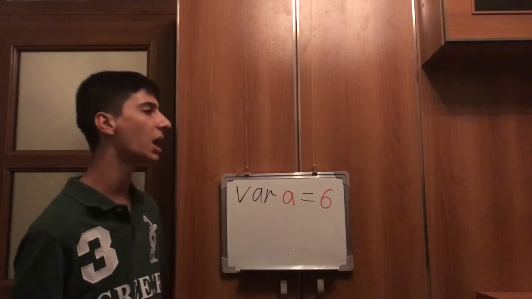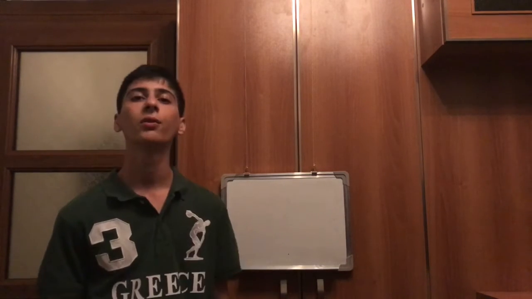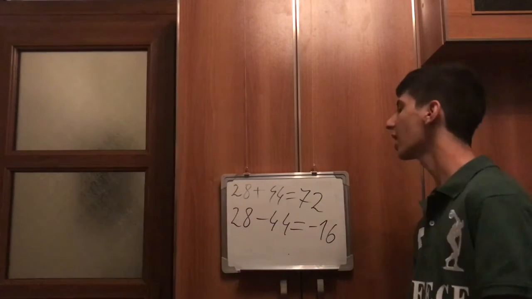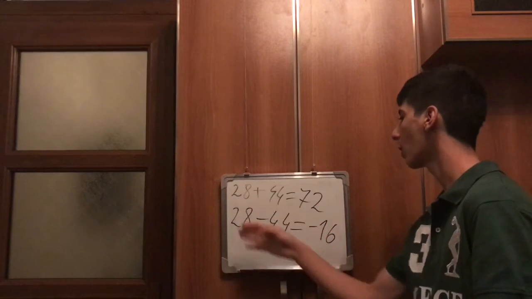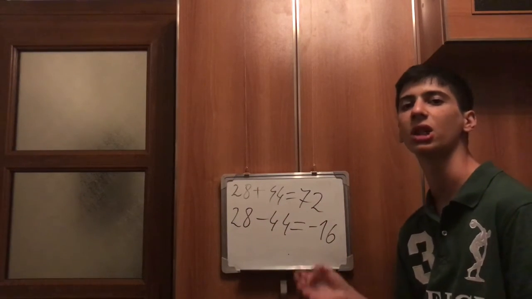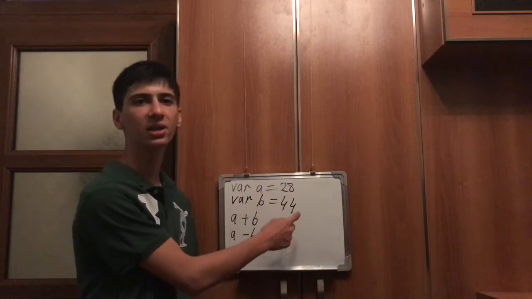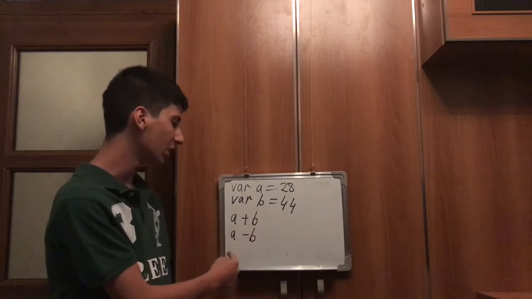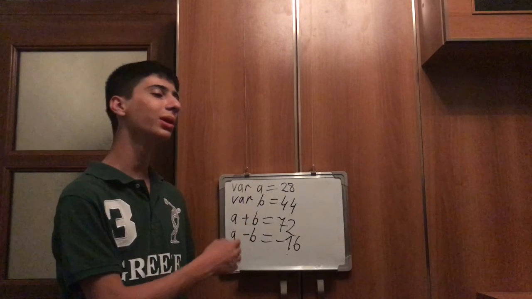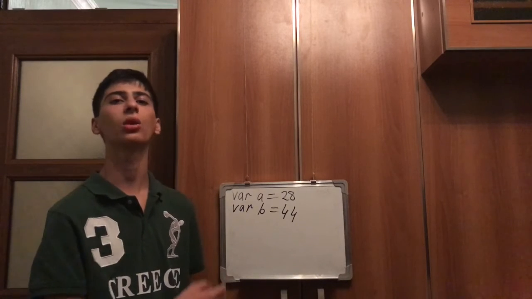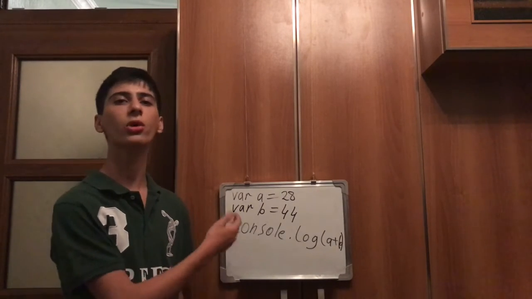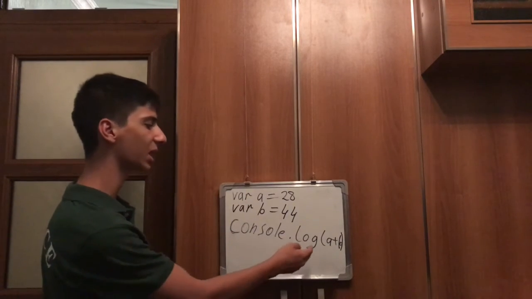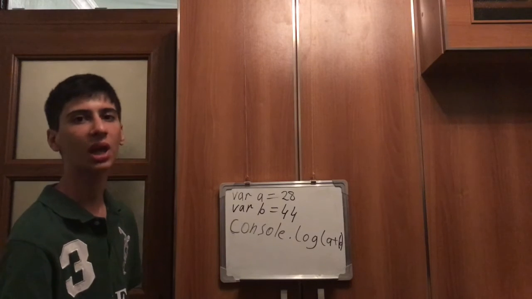Now let me explain what's the benefit of using a variable. For example, if you want to know the sum of two numbers and their difference, instead of writing those numbers twice, you can write it in an easier way. var a is 28 and var b is 44. Now if you want to know a plus b and a minus b, you will get the same answers. Anyway, but that's not how you're writing the code. This is how you can check if your variables work. You're writing console.log a plus b, and in your console you will get the answer.